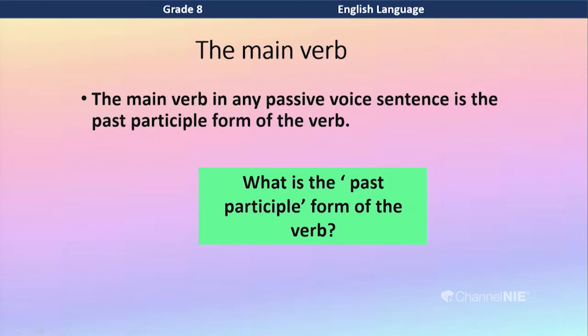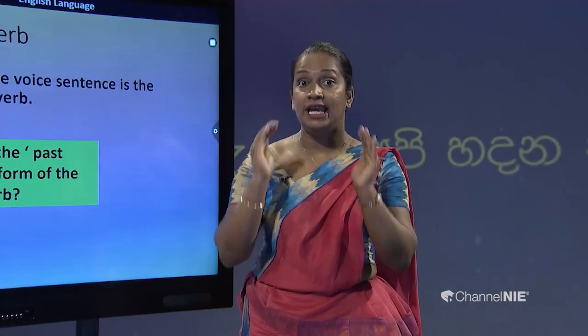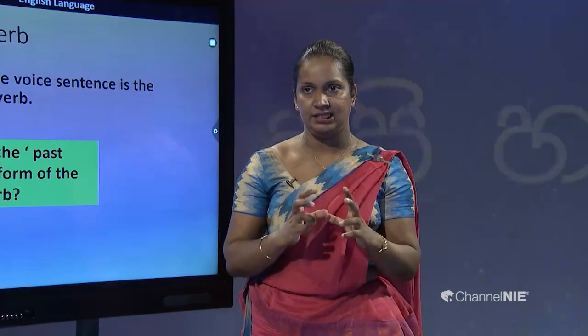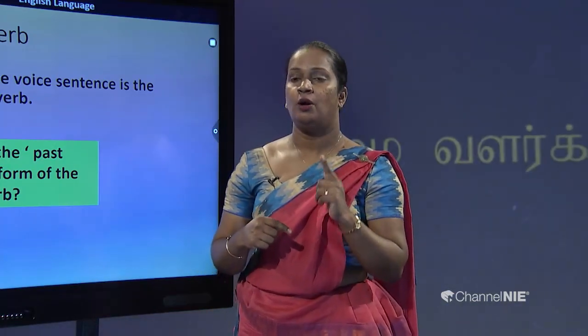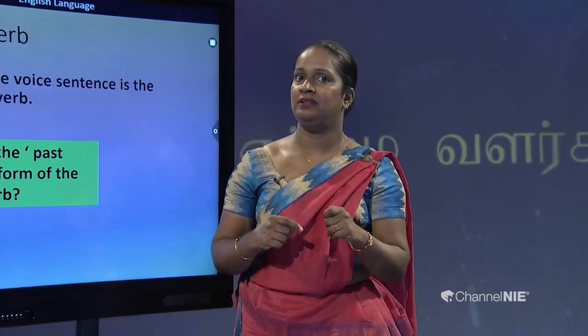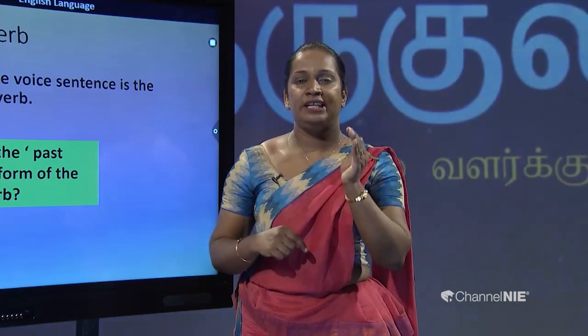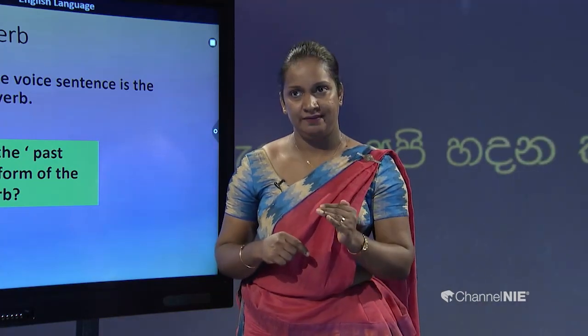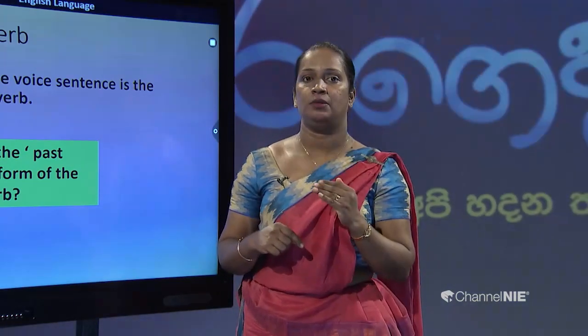Okay. So, now you know how to find the object, how to change the object pronoun into subject pronoun, and then how to differentiate the helping verb in the passive voice sentence. And then we will go to the main verb of the passive voice sentence. Children, this is really interesting. Whatever the tense that we write in passive has the past participle form of the verb.